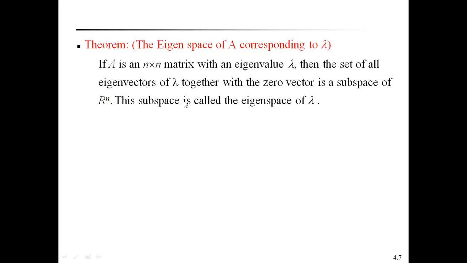Therefore, how to define the eigenspace corresponding to lambda? If A is an n by n matrix with eigenvalue lambda, then the set of all eigenvectors of lambda together with the zero vector is a subspace of R to the power of n. That subspace is called the eigenspace of lambda.